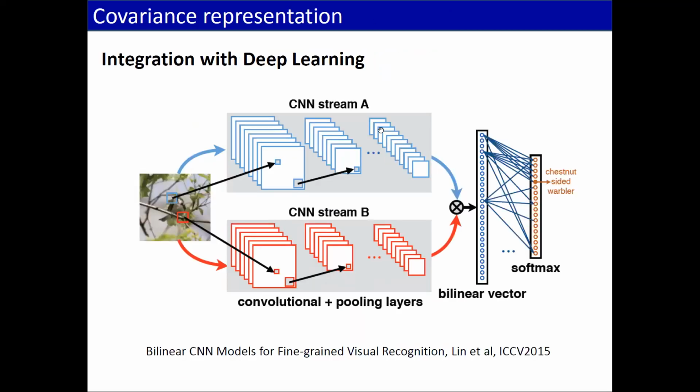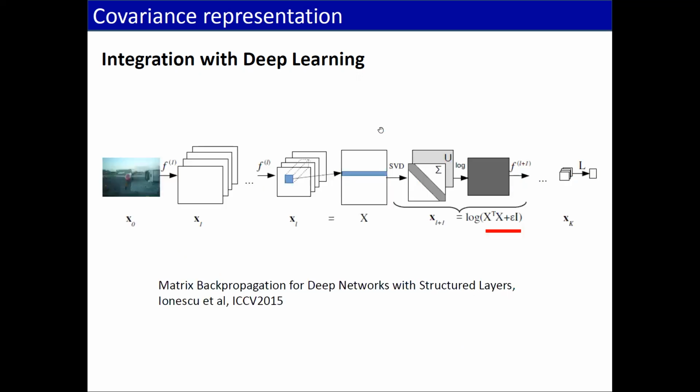Now I would like to move to the deep learning era. Since 2015, we can see the integration between deep learning and second-order pooling. This is a milestone work in this regard, and it is proposed for fine-grained visual recognition. Following that, in the same year, ICCV 2015, there is another milestone work. It investigates an important issue: how can we conduct end-to-end learning?